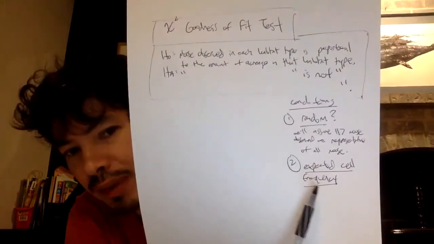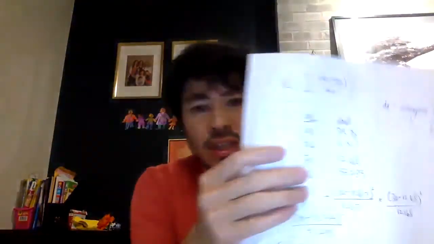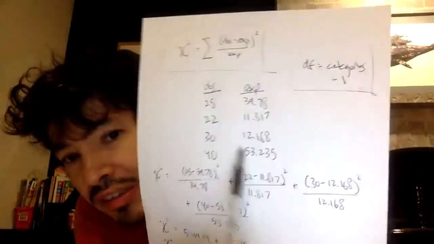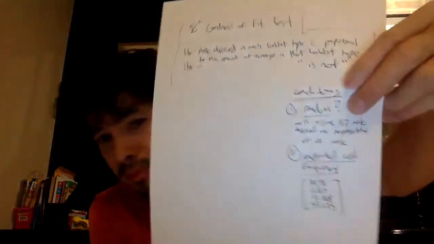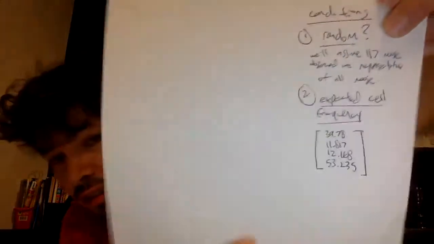So we were at the expected cell frequency condition. You have to have more than 5 in each expected cell. And check it out, we crunched out our expected cells. Those are these guys. So we need to show those expected cells. I've got 39.78, 11.817, 12.168, and 53.235. And a lot of times we write them in brackets, like a matrix.